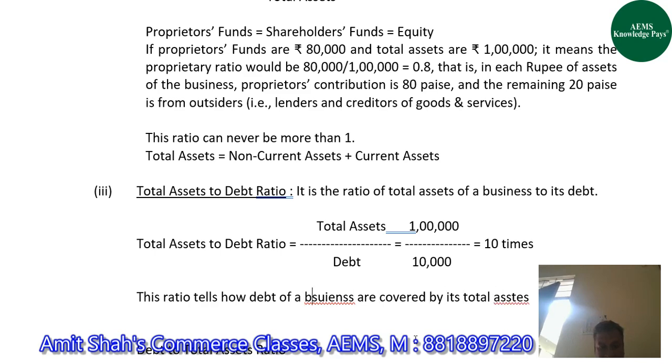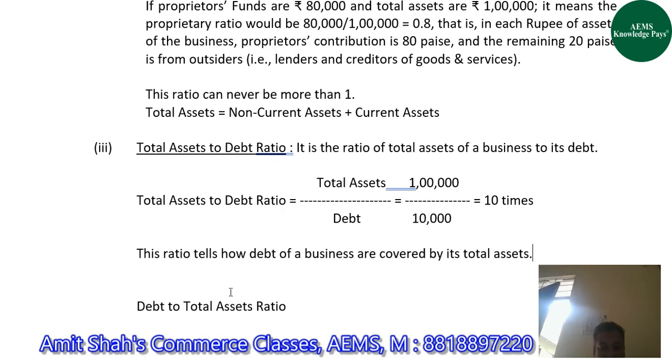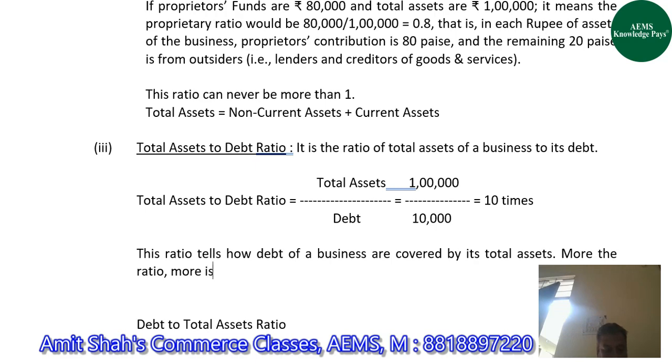Sir, the ICSE students need not write the total assets to debt ratio. For you, the next one would be the debt to total assets ratio. So the ratio tells how the debt of a business is covered by its total assets. The more the ratio, the lesser is the risk of failure to repay debt.